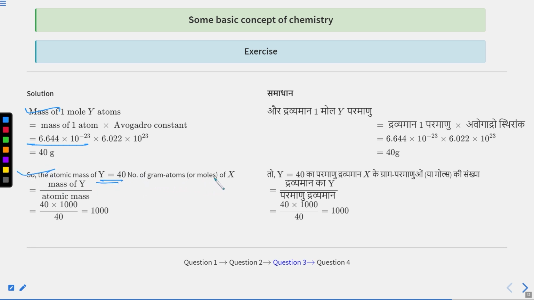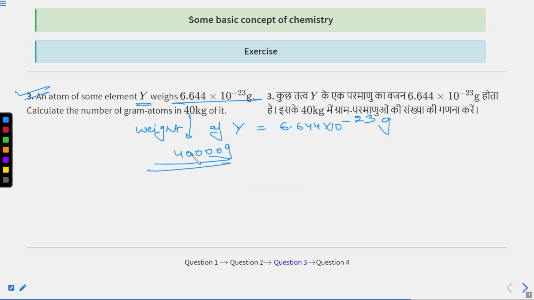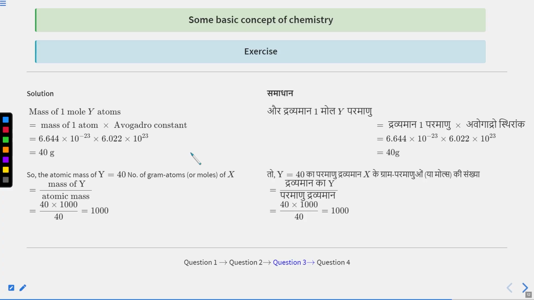Number of gram atoms of Y. It is not asking for X. Mass of Y, which is 40 into 1000, given mass by atomic mass. So 40 into 1000 divided by atomic mass, which comes out to be 40. So 40 cancels, and you will get 1000 as the answer.